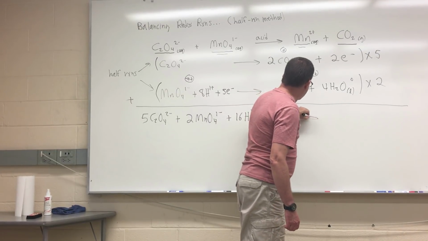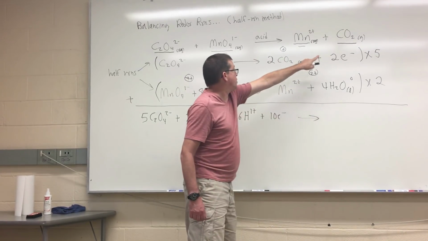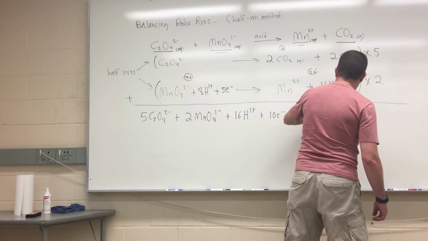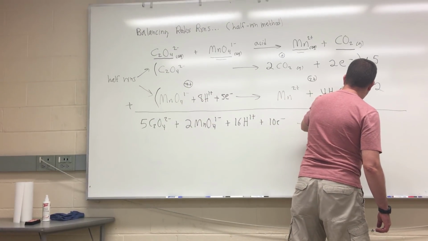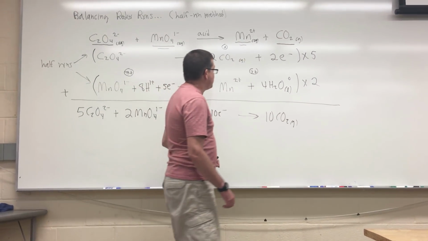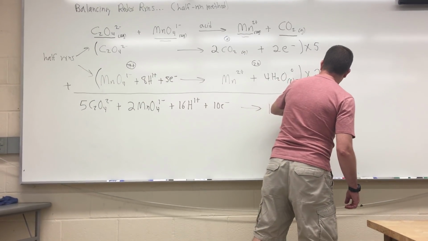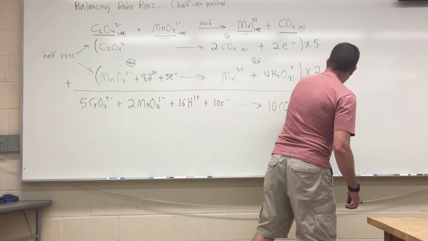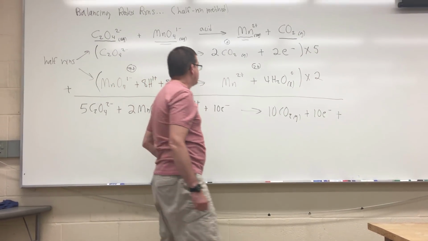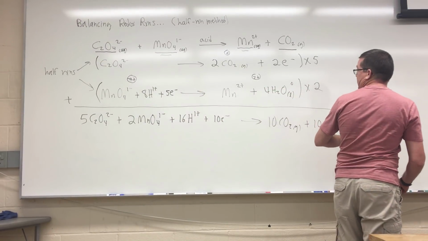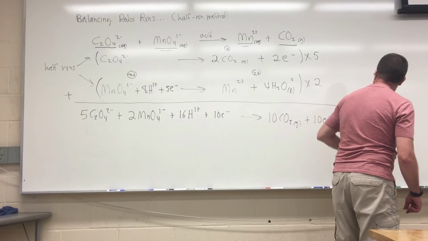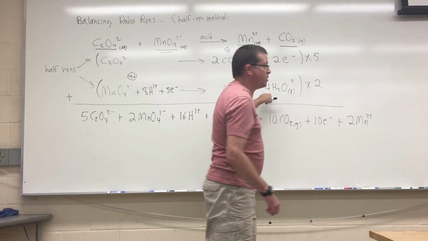Now let's go over to the product side. Again, I'm going to distribute through by my 5. Twice 5 is 10, so that's 10 carbon dioxides. And I'm going to get 2 times 5, which is 10 electrons. All right, now we got to come downstairs. 2 times the manganese 2+ ions, that's 2 manganese 2+ ions. And 2 times 4, which is 8 waters.